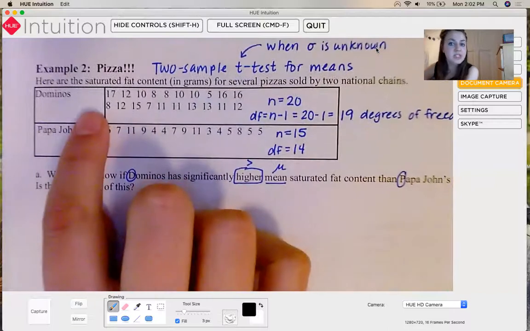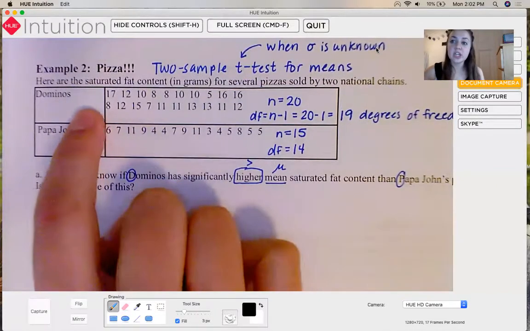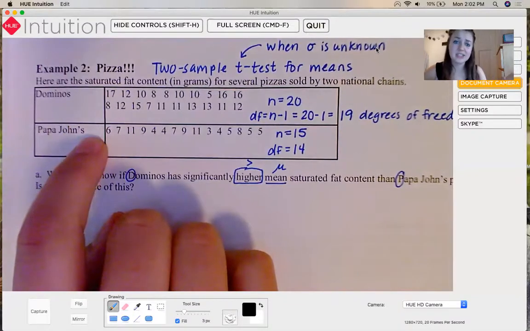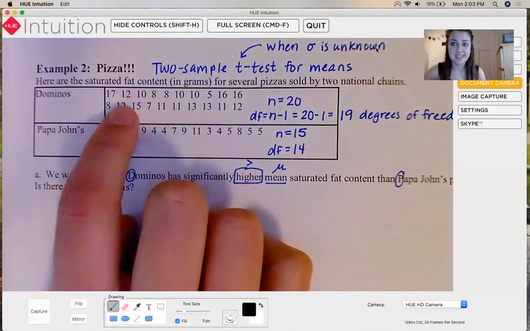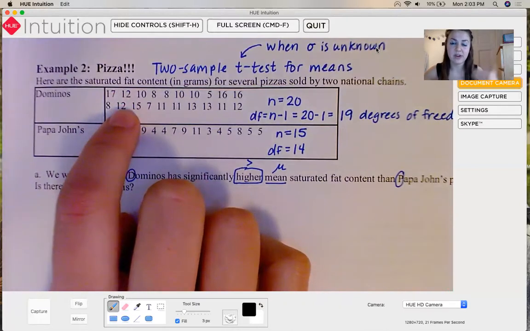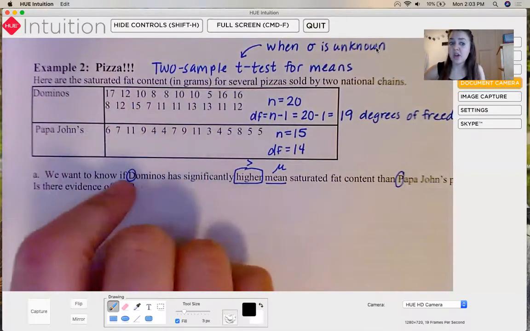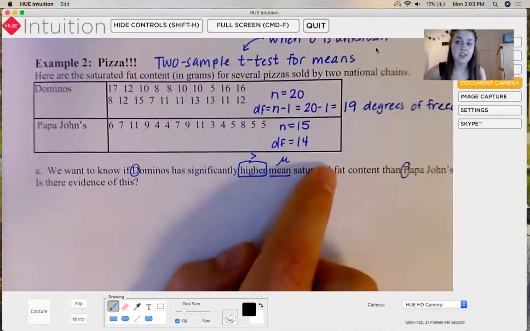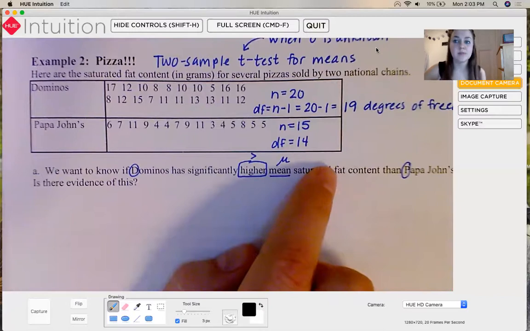Now, for this particular question, we are wanting to look at Domino's Pizza and Papa John's Pizza, which are two very delicious pizzas in the United States, and I love both of them. But we want to see which one has more saturated fat content. You know, they say saturated fat's not good for you, right? So does Domino's have significantly higher mean saturated fat than Papa John's? What's the healthier option here?